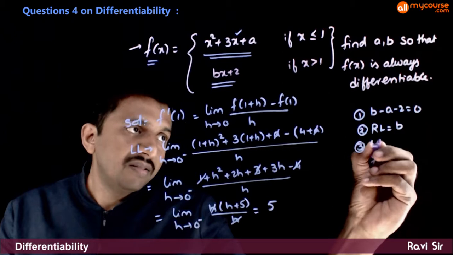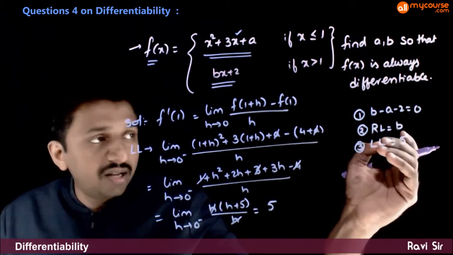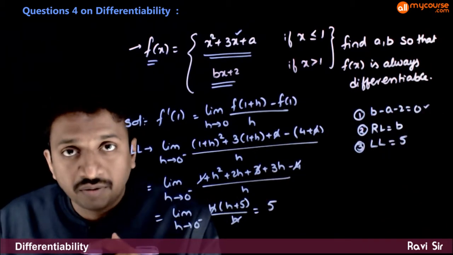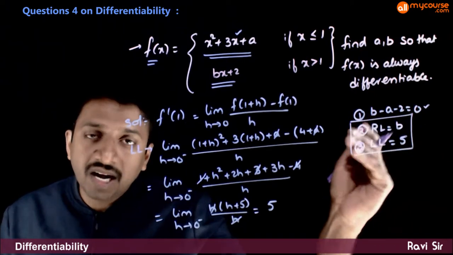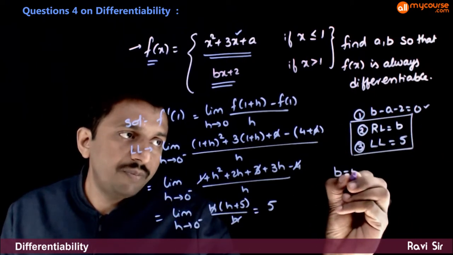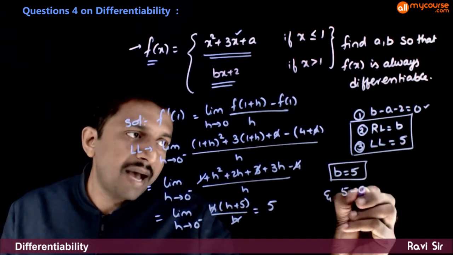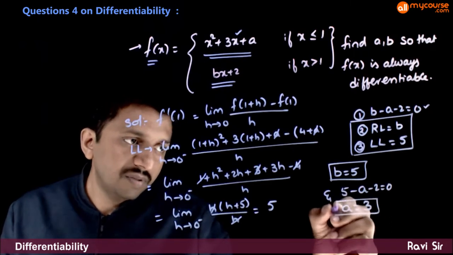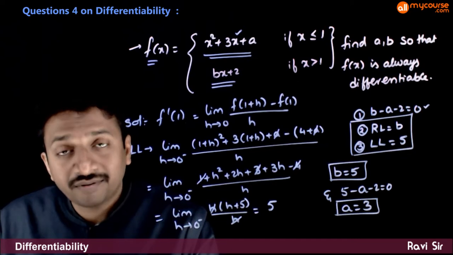So you have 3 conditions. The right limit is equal to b, the left limit is equal to 5, and b minus a minus 2 has to be equal to 0. So for the function to be differentiable, the right limit has to be equal to the left limit. So b is equal to 5 and 5 minus a minus 2 is equal to 0, hence a is equal to 3. So you can see that you got exactly the same answers from both the methods.